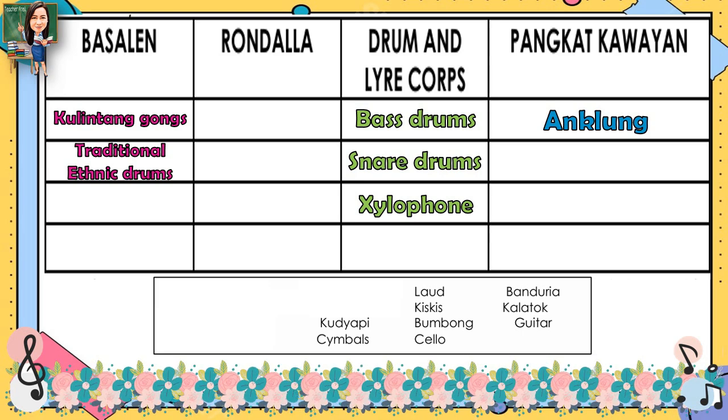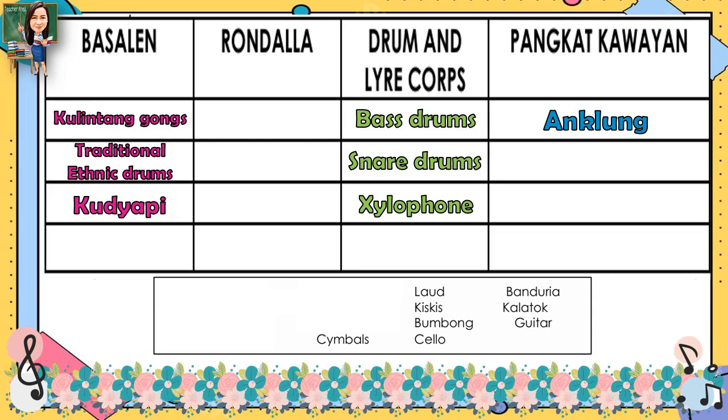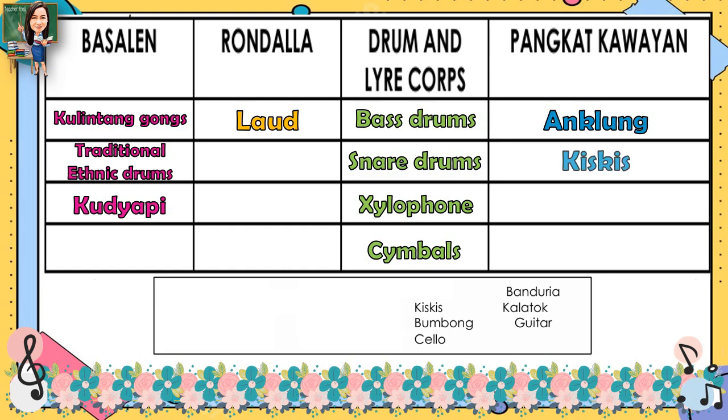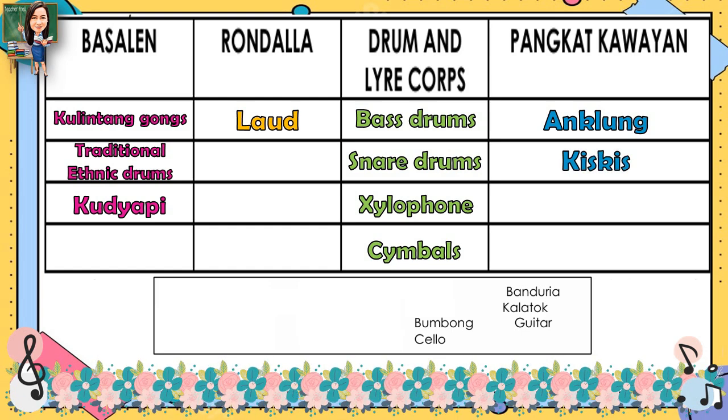Kudyapi is used for basalen. Cymbals is used for drum and lyre corps. Laud is used for rondalla. Kiskis is used for pangkat kawayan. Bumbong is used for pangkat kawayan.